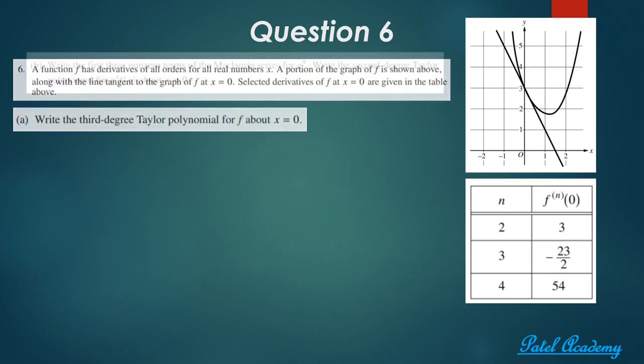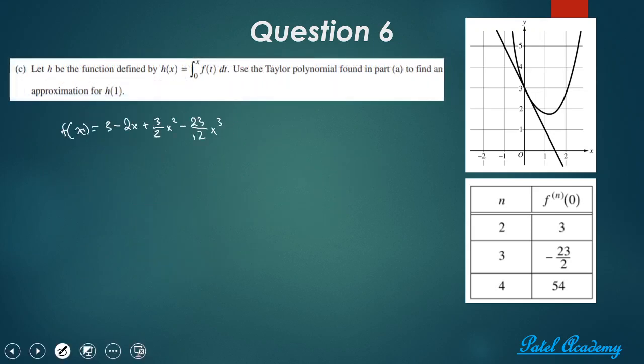Yep, minus 23 over 12x cubed. And so think about f at t just means that we're replacing these by t. And so I get h at 1 is equal to the integral from 0 to 1 of this value 3 minus 2t plus 3 half t squared minus 23 over 12 t cubed with respect to dt. This is a very simple integral to calculate.